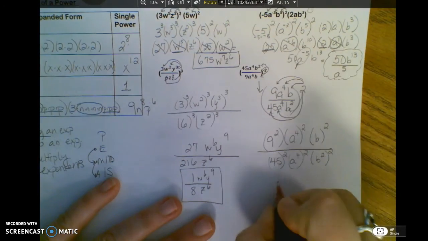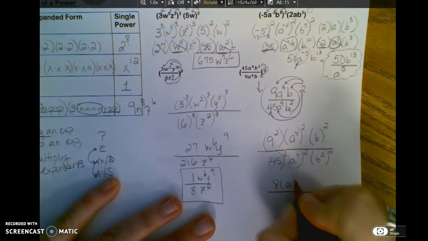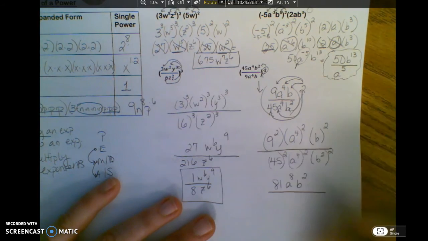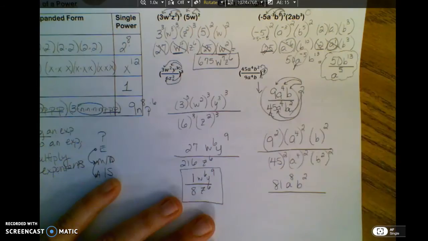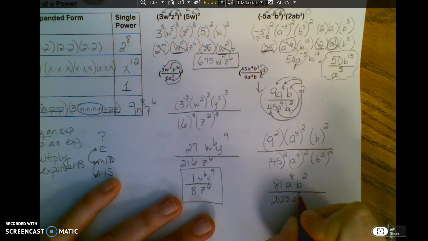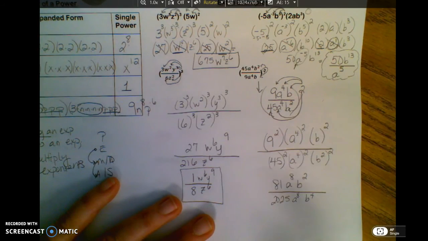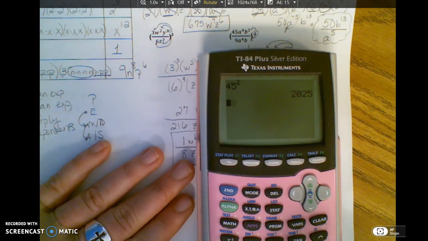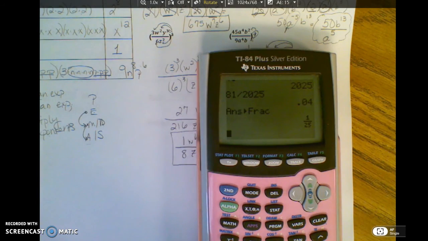9 squared, 9 times 9 is 81. Multiply these guys, they're exponents, so that is b squared. 45 squared, you probably don't know it, nor do I. That's 2025. A to the 4th being squared is a to the 8th, and that is b to the 4th. 2 times 2 is 4. 81 divided by 2025 is, again, no decimals, 1 over 25.